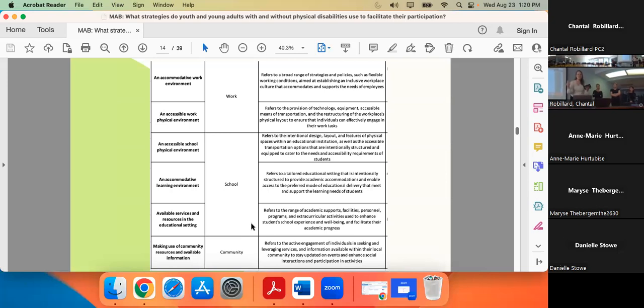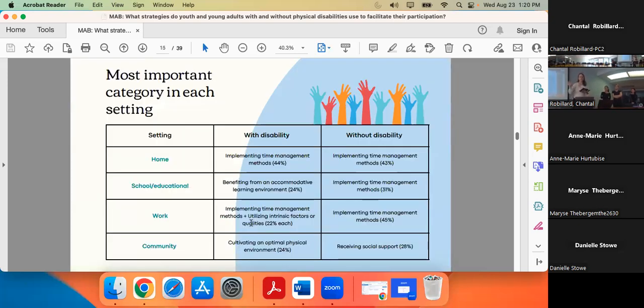So those were the 11 main categories that we identified. So each setting had about 4 to 6 main categories identified. Just to give you an overview of what the categories look like within each setting, the most important category in each was mostly implementing time management methods for most of them, as we can observe here. For youth with disability in the school setting, it was more benefiting from an accommodative learning environment. As well, utilizing intrinsic factors and qualities also came up for youth with disability in the work setting. And in the community setting, the two most important for youth with disability was cultivating an optimal physical environment, and without disability, receiving social support.